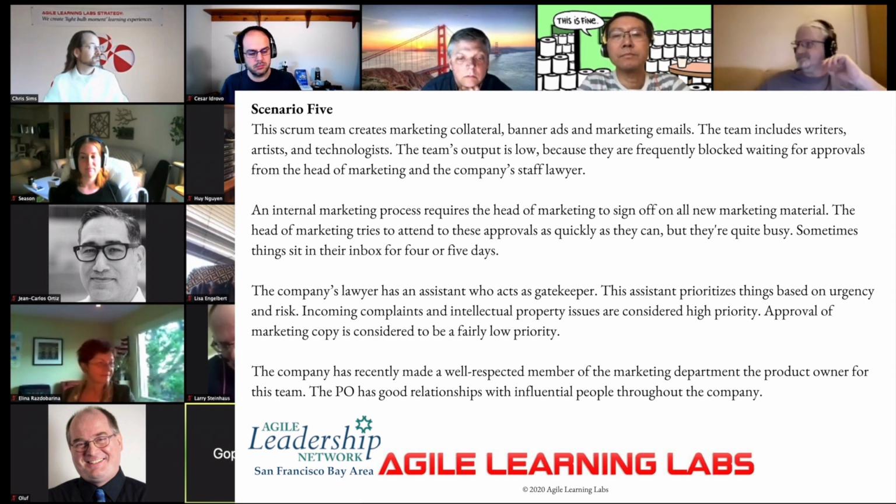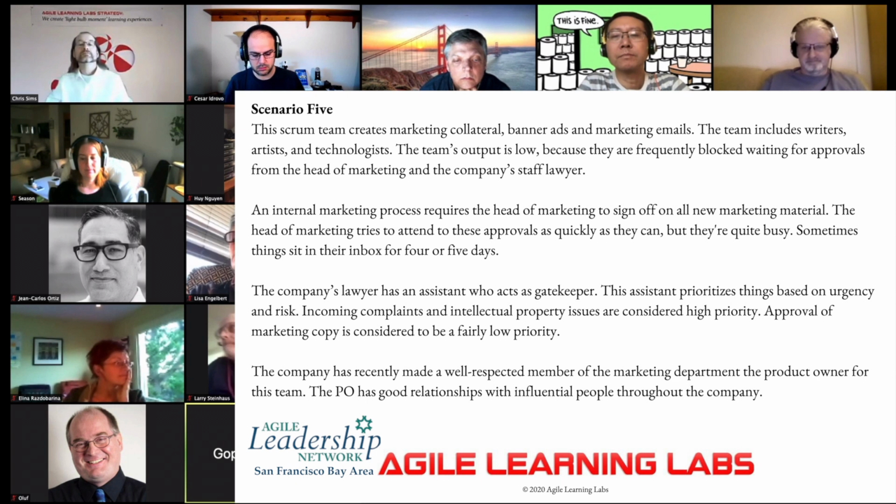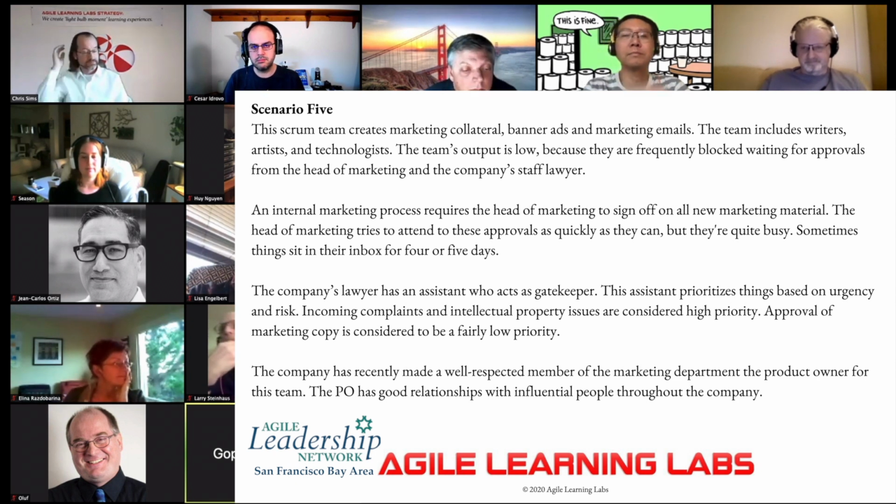The company's lawyer has an assistant who acts as a gatekeeper. This assistant prioritizes things based on urgency and risk. Incoming complaints and IP issues are considered high priority. Approval of marketing copy is considered to be a fairly low priority. The company has recently made a well-respected member of the marketing department the product owner for the team. The PO has good relationships with influential people throughout the company.